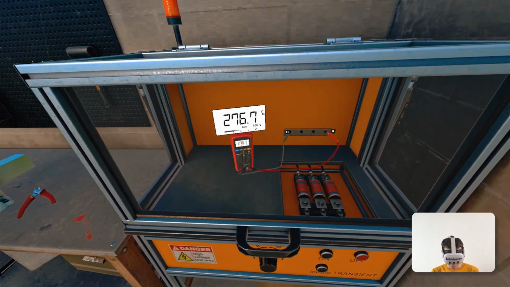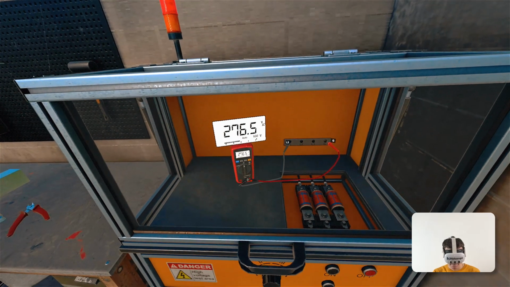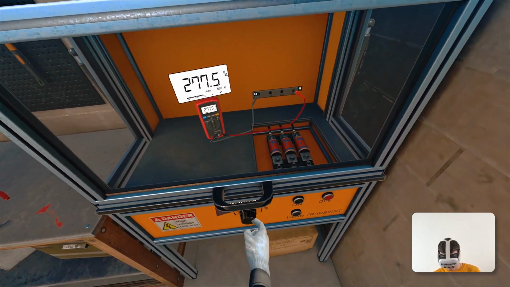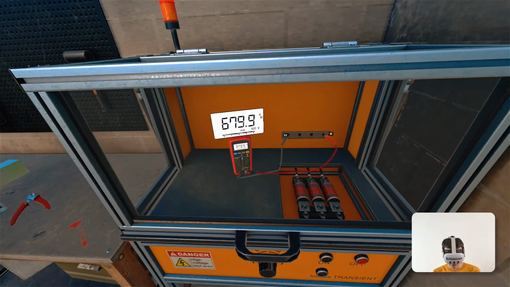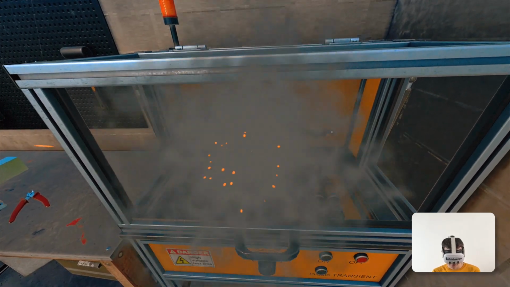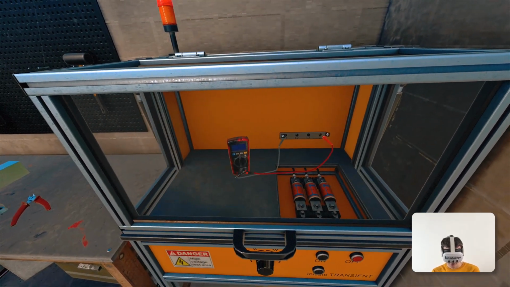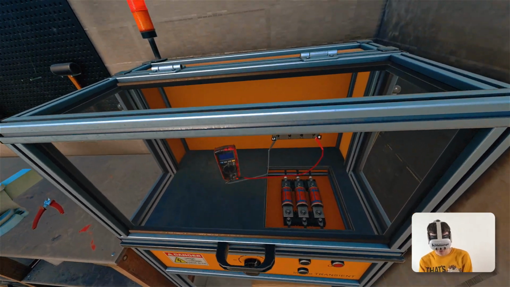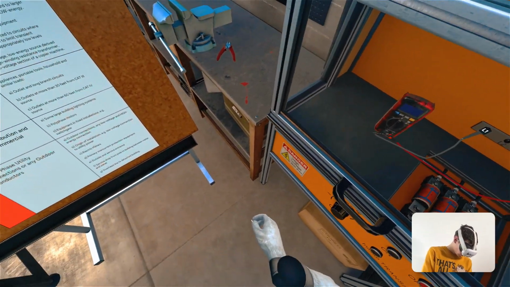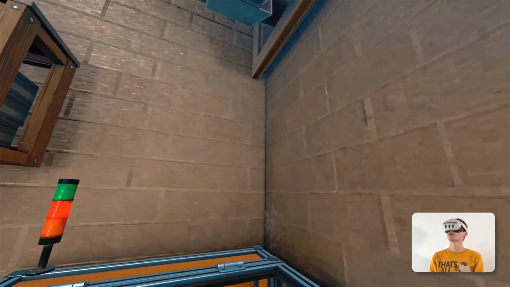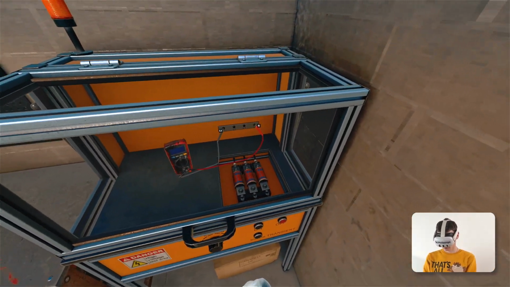But what happens if we push its limits? Rotate the knob to a higher CAT level. Watch closely as we push this multimeter beyond its limits. That explosion demonstrates the risks of using a multimeter beyond its rated environment. Always ensure you're using the right tool for the job. Before we proceed, let's turn the power off first.